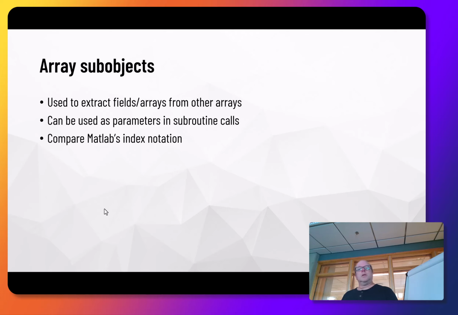So what you can also do in Fortran is extract arrays from other arrays. You can also extract a slice from an array and give that as a parameter into a subroutine call. And if you're familiar with MATLAB, this is very similar to what you can do in MATLAB.